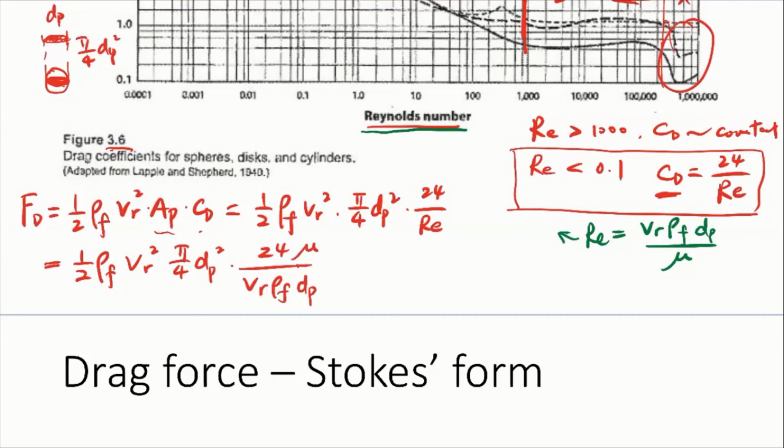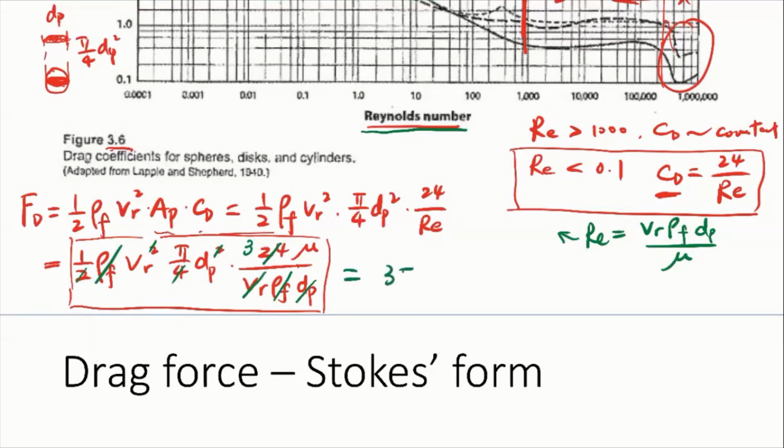by mu. Okay, so this is a set of parameters, and actually a lot of them can get cancelled, right? For example, rho f can get cancelled, right? We have VR, one of them is cancelled, right? 2, 6, that's 8. This is going to be 3, right? And then one of the dp can get cancelled. Okay, so if we write it out, that's going to be 3 pi mu dp multiplied by VR.